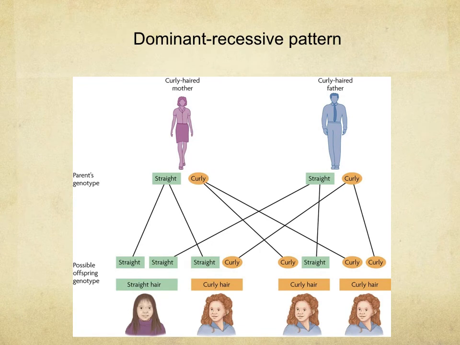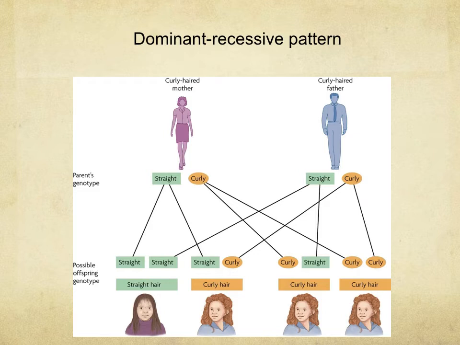So take a look at the mother and the father in this picture. They're both phenotypically curly-haired people. But if we look at the description below at their genotype, they each actually contain a straight hair gene and a curly hair gene. So let's look at what impact that has on their children.